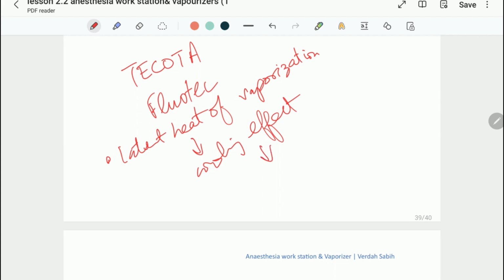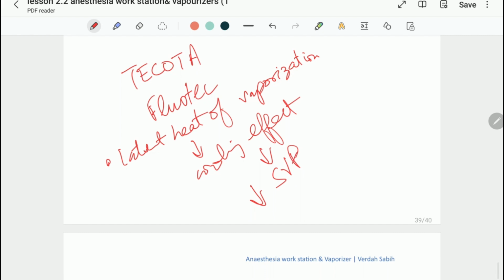Which has an effect on the volatility. As the temperature falls, the saturated vapor pressure of the anesthetic agent also falls. But now, what is the clinical effect of this decrease in the saturated vapor pressure? Without a compensatory mechanism, the concentration of the anesthetic delivered to the patient would gradually decline the longer the vaporizer is in use, which will lead to potentially inadequate depth of anesthesia, because the concentration depends on the saturated vapor pressure.